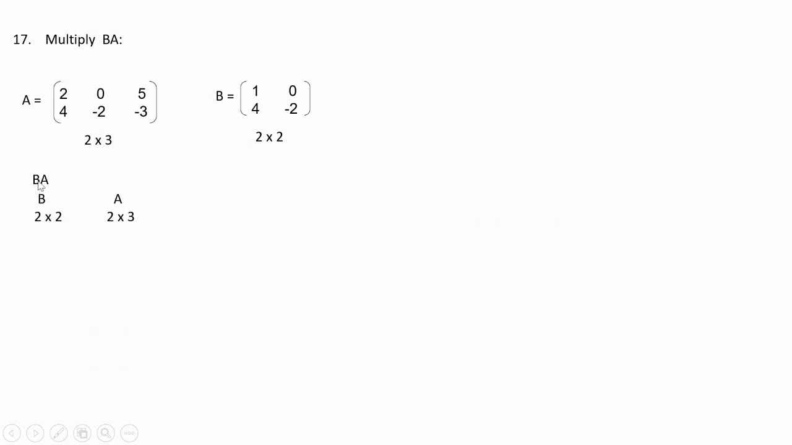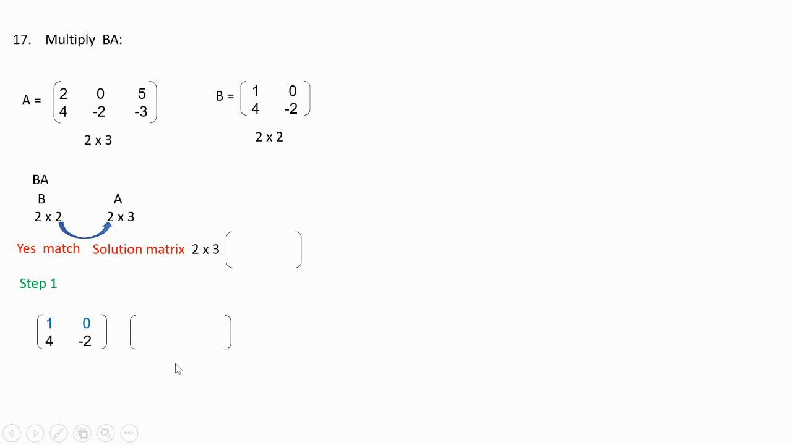That's why I decided to multiply B times A, because B is a 2 by 2 and A is a 2 by 3. Remember that the inner numbers here, guys, must be the same. So that means, yes, I can do it. Yes, it's a match. And the answer will be the outer ones, a 2 by 3. So here's how we do it.